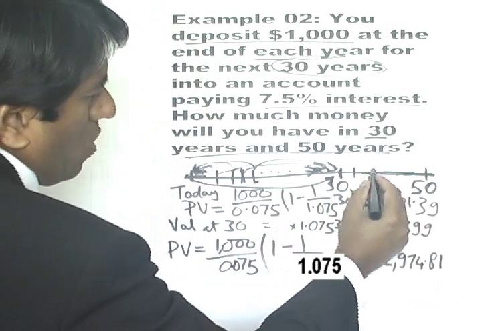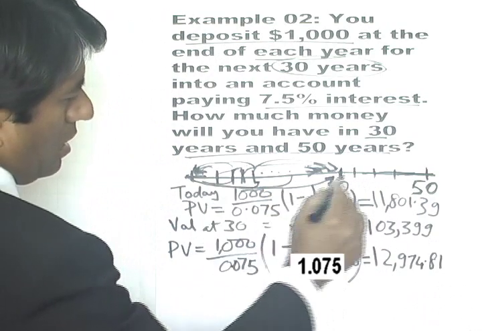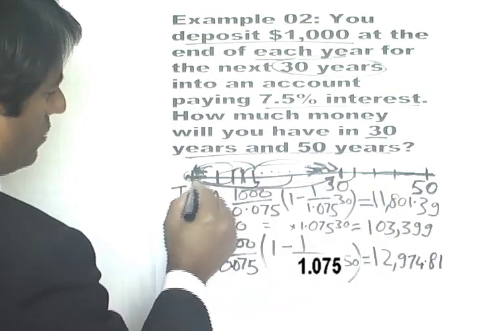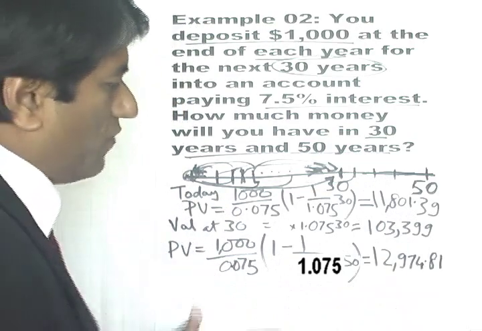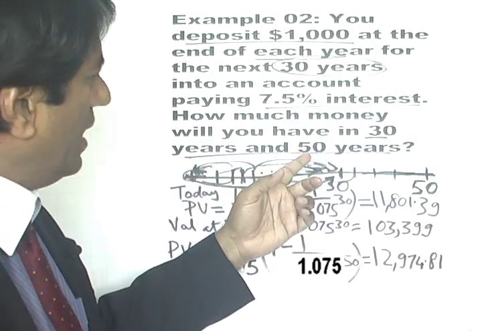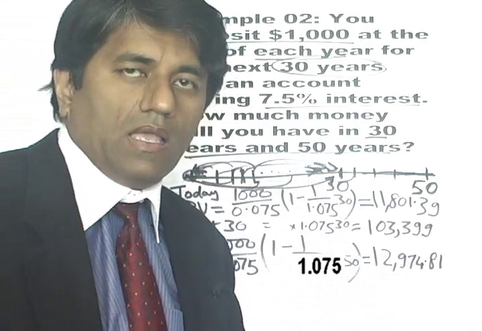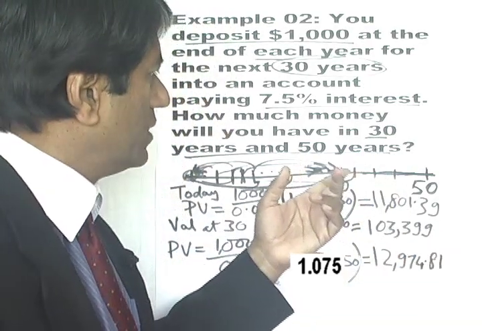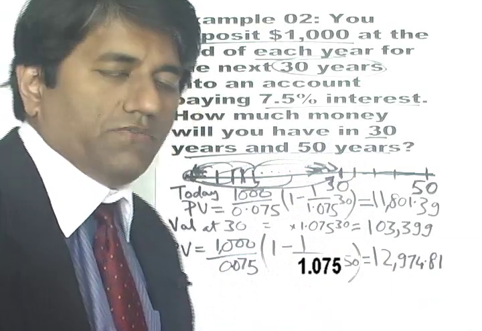So all this money being moved back to today has a value of 12,974. Of course, if you take the undiscounted value of that money, for 50 years, that would be 50,000. So it is not 50,000, rather the present value is 12,974.